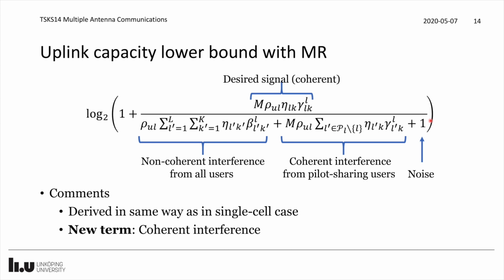So pilot contamination is the new phenomenon that is appearing here, and it has two effects. One is that it creates this coherent interference term here, which we didn't have before, just because we have pilot sharing users. When we're trying to estimate the channel of a desired user, we're estimating a part of the channel from another user as well. So when we try to coherently combine the desired signal, we're also accidentally coherently combining part of the interference. In addition to that, pilot contamination is also making the gamma term of the desired user smaller due to the additional interference during the pilot transmission. So in summary, the capacity lower bounds have a similar structure. We still have a desired signal that is growing with the number of antennas. We have non-coherent interference, but with an additional summation over all the cells, and we have additional coherent interference.